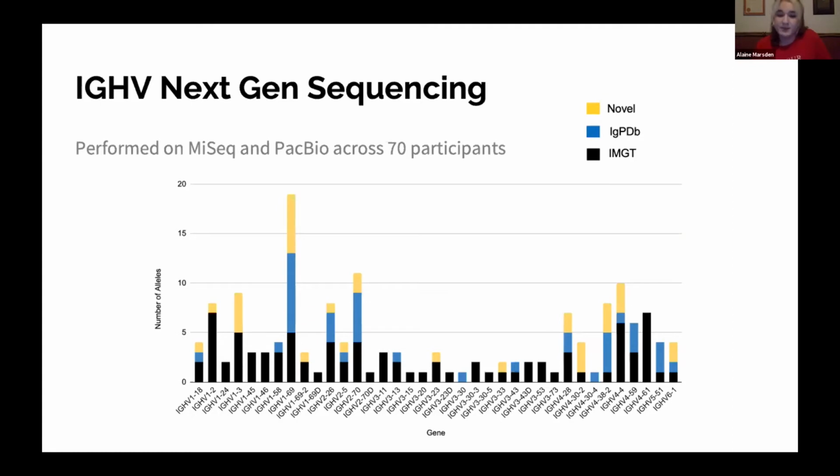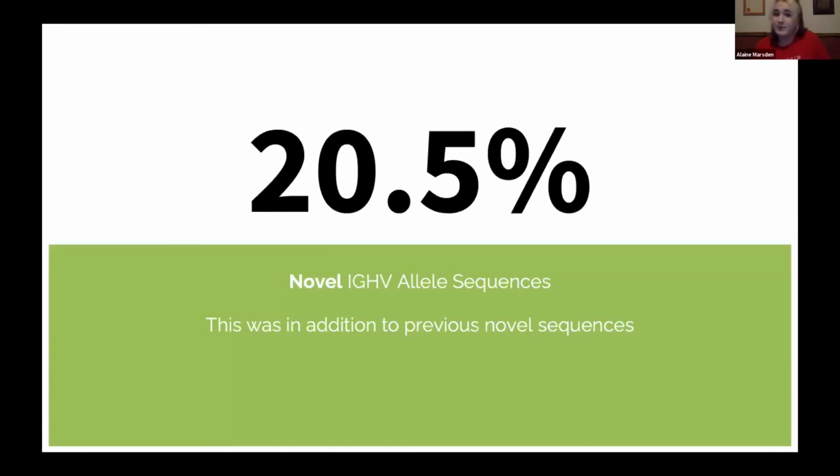So we're able to actually now provide full-length IGHV sequences for those. And then really interestingly, in yellow are novel sequences. And this accounted for 20.5% of the alleles that we saw. And these were novel in addition to the previous novel diversity we had seen in those 28 participants. And that was really interesting.